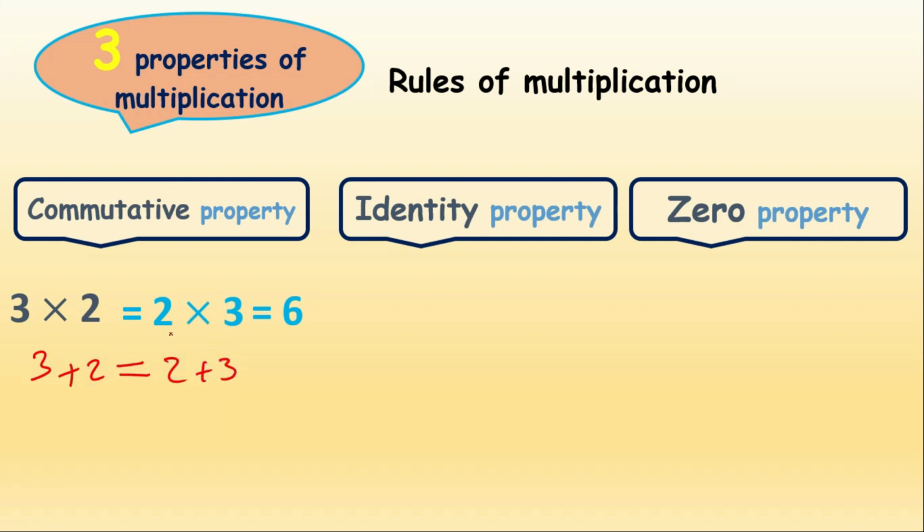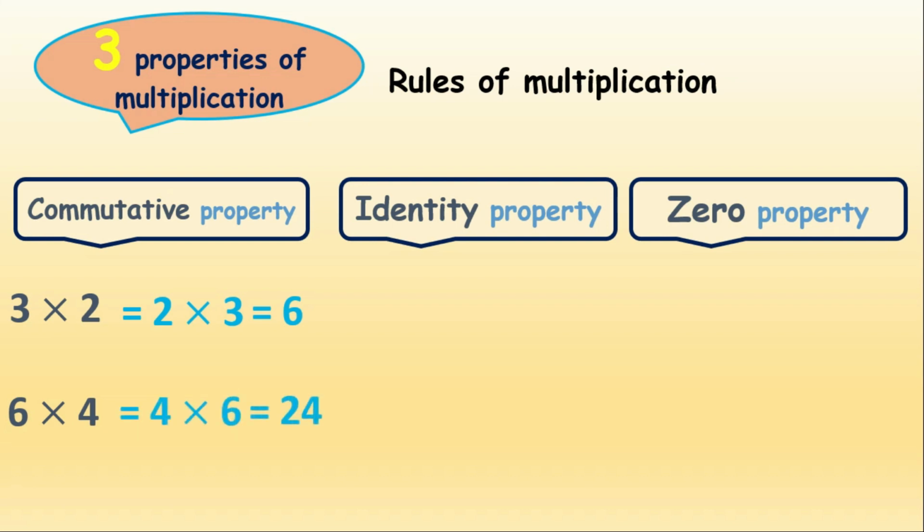Okay, so the commutative property of multiplication means you can multiply in any order. Got it? Another example: 6 times 4 equals what? The same as 4 times 6, which equals 24.